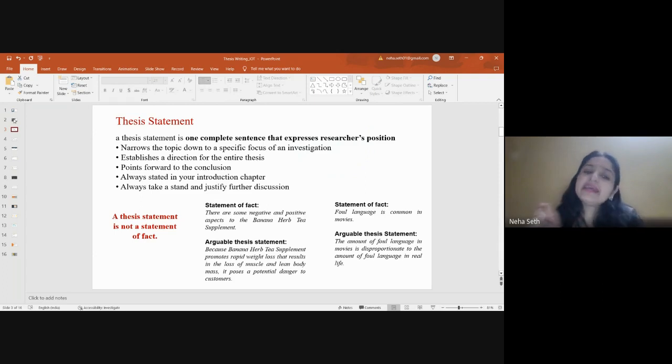Okay, if I say it formally, a thesis statement is one complete sentence that expresses the researcher's position, where I am and where I ought to be, where I want to reach. This statement fills that gap between where I am and where I want to reach as a researcher. It narrows the topic down to a specific focus of investigation.